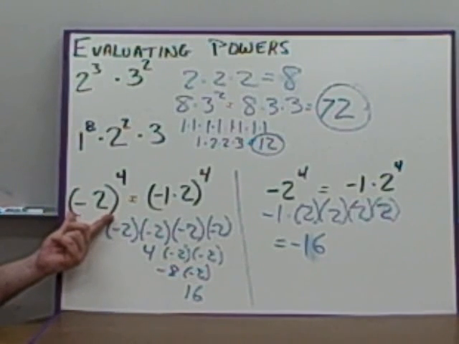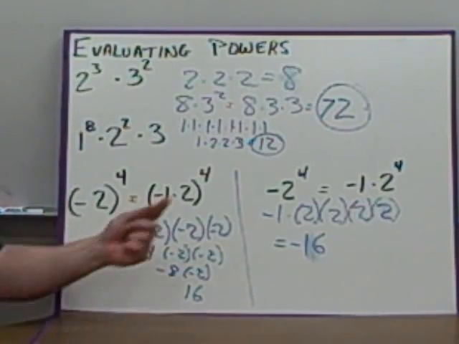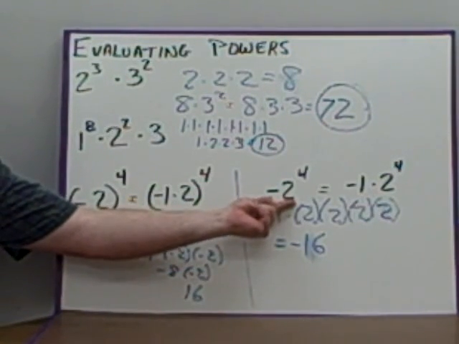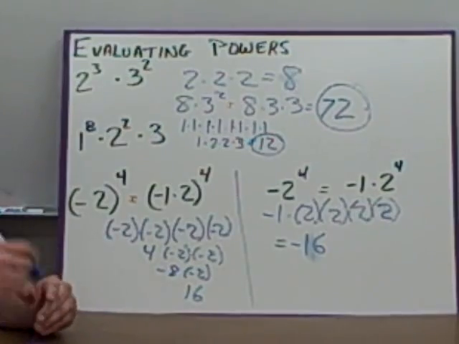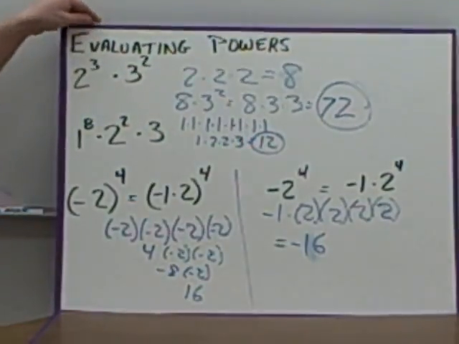When the parentheses are around here, the negative is included with the exponent. When there are no parentheses around the negative symbol, you've got to take it out separately, and whatever the number works out to be simplified, it is negative.